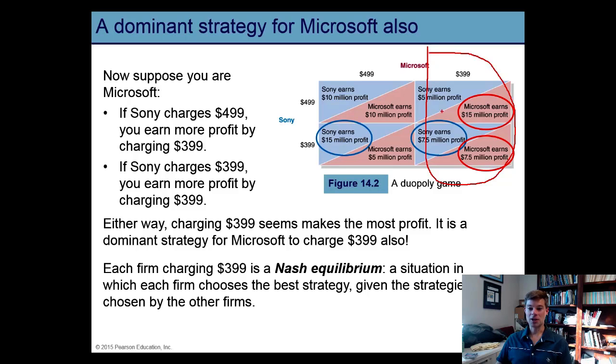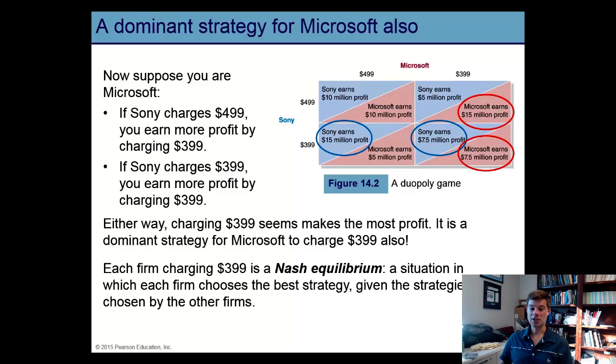Since Microsoft's dominant strategy is the second column, which is a price of $399, and Sony's dominant strategy is the second row, which is a price of $399, this tells us that if both firms follow their dominant strategies, we will be in the lower right-hand box. A Nash equilibrium is a situation in which both firms choose their dominant strategy.